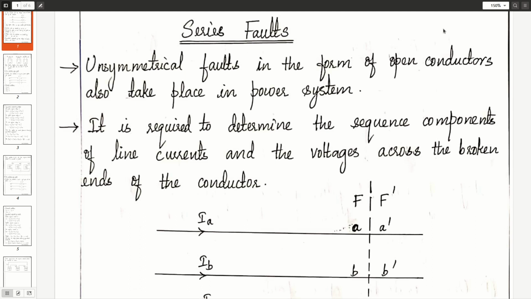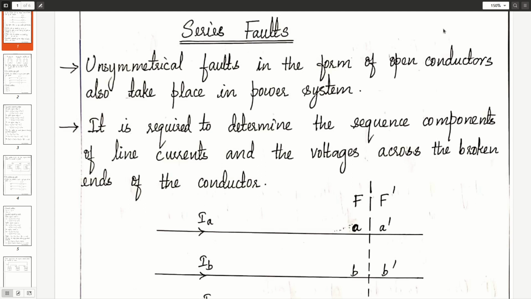Good morning students. In today's class, let's discuss series faults. Unsymmetrical faults in power system are broadly classified into two: shunt faults and series faults. LG, LL and LLG faults are called shunt faults. One conductor open fault and two conductor open fault are called series faults.